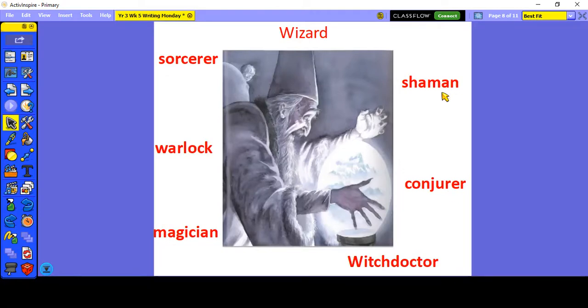I would only suggest you use words that you're familiar with, but you might recognize two or three of those words. So instead of saying the wizard, the wizard, the wizard, when you do your writing later in the week, you could start to expand your vocabulary with some of these.